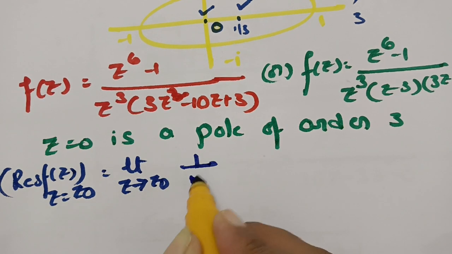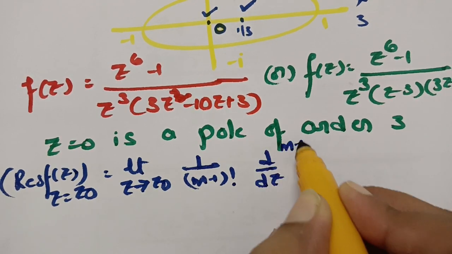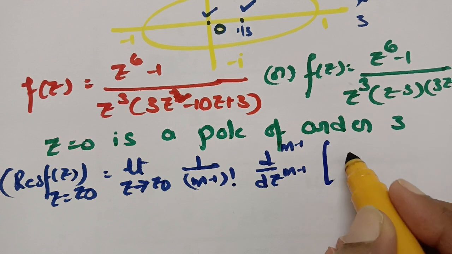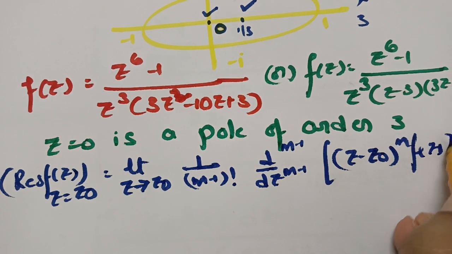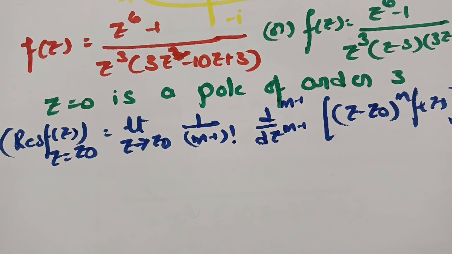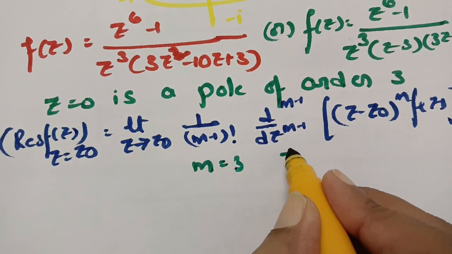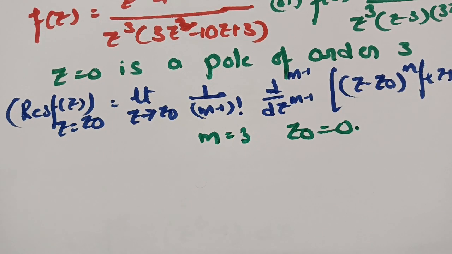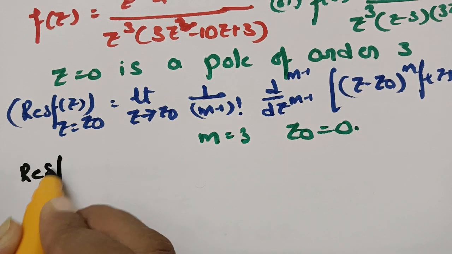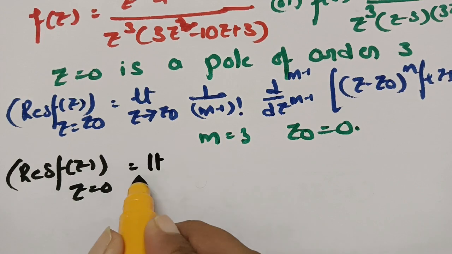So this value will be 1 by (m minus 1) factorial into d by dz power m minus 1 of (z minus z naught) power m into f of z. Here our m value is nothing but the order value. The order is 3 and the pole is z equal to 0. Now if I substitute, this will be the residue of f of z at point z is equal to 0.